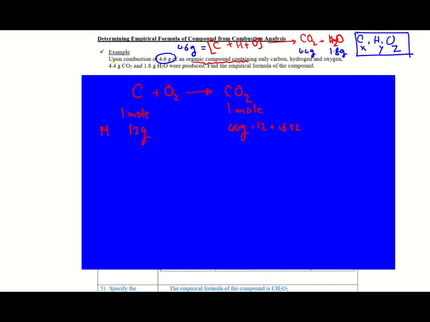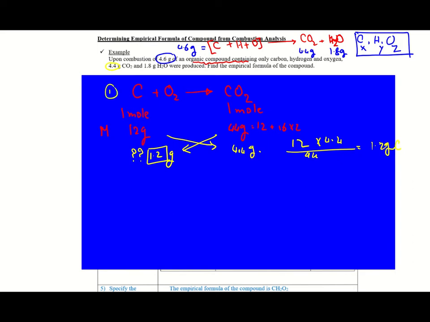What if we have only 4.4 grams of carbon dioxide? What's the expected mass of carbon? Very simply, for 44, 4.4, we put a point; for 12, put a point, and you will get the answer, 1.2. Or you can get it by cross multiplication: 12 times 4.4 over 44 equals 1.2 grams of carbon. That is for carbon. You will do the same thing for water.